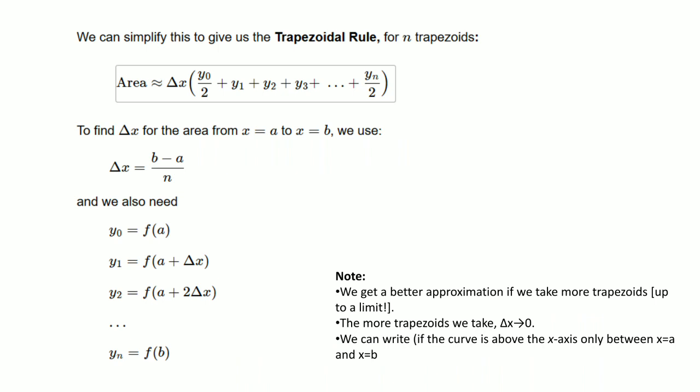Now we can simplify this trapezoidal rule for n trapezoids. How is it possible? So area will be equal to delta x, which is a common factor for all, times the bracket y0 by 2 plus y1 plus y2 plus y3 and so on up till yn by 2. So this is nothing but the trapezoidal rule, or this is the formula for the trapezoidal rule.